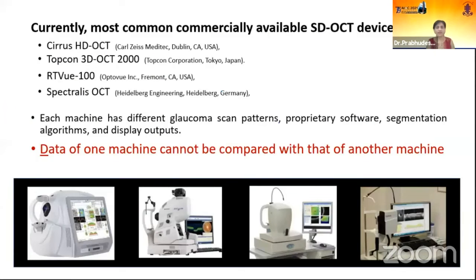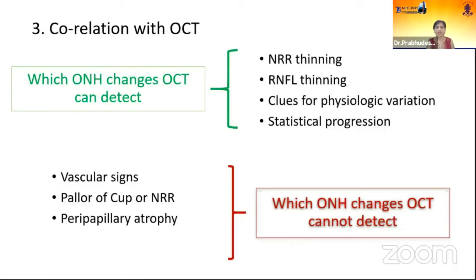So there are currently many OCT devices available. We are going to talk on Cirrus OCT, Topcon OCT, RTVue OCT, Spectralis, and we have to remember that each machine has a different glaucoma scan pattern, proprietary software, segmentation algorithm, and display outputs, and hence data of one machine cannot be compared with any other machine. So how do we predict this?